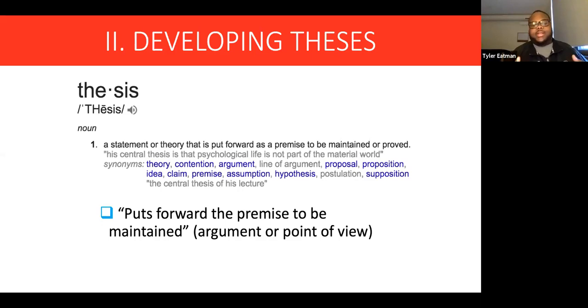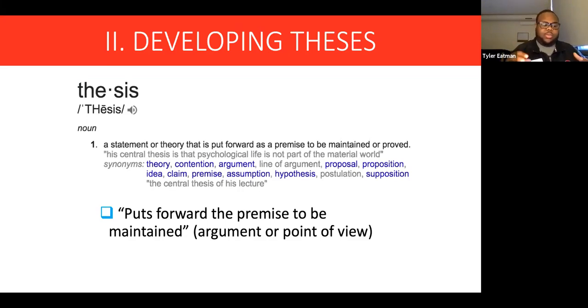Like I said, it's a statement or it's a theory. So it's not necessarily an accurate thesis, or something that's already well known. It's just you thinking about it, either putting it into a statement or thinking about it as a theory.